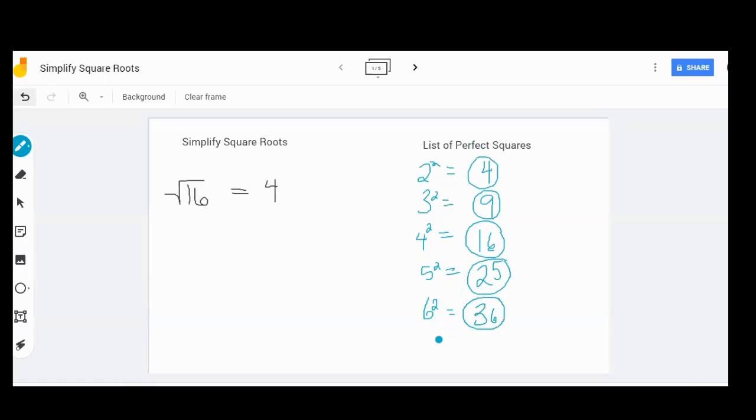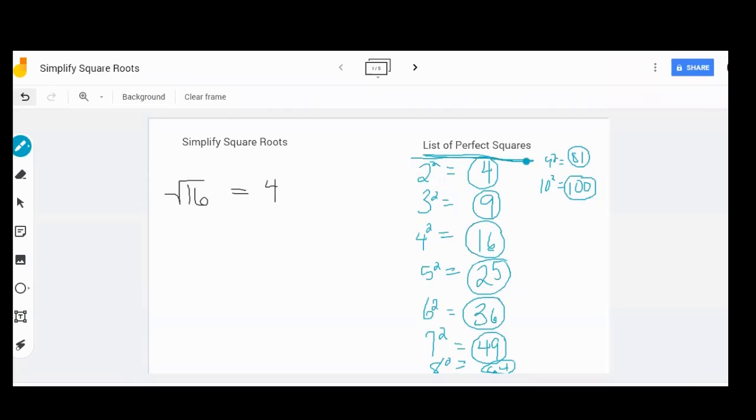So you can start to memorize this, or you can make a list every time you are doing these kinds of problems. But you really want to have this information available to you. 64. Barely have enough room there. And let's just go up to 10. So we have 9 squared, 81. And then 10 squared is 100. Now you can go much further than this, but for now, I'm going to start here. This is my list of perfect squares. The numbers that are circled are my perfect squares.